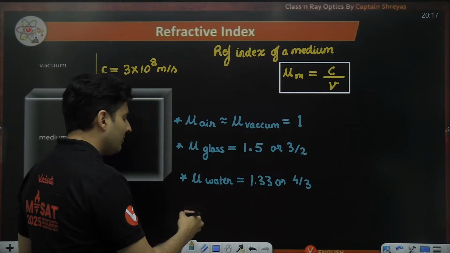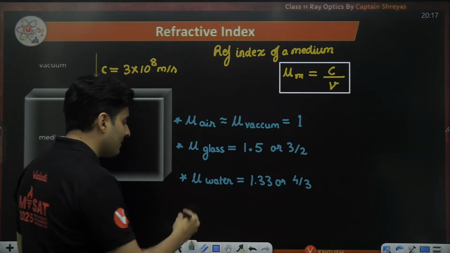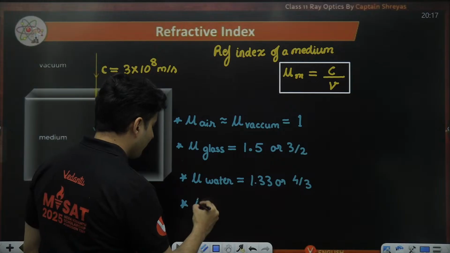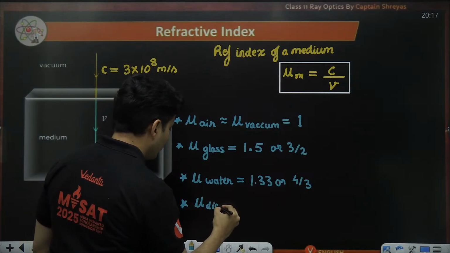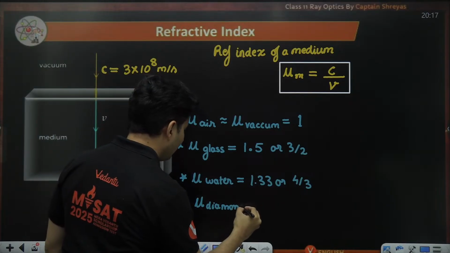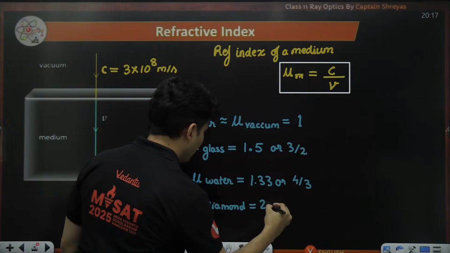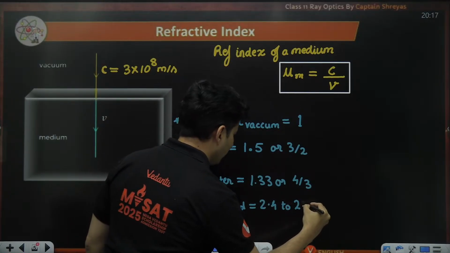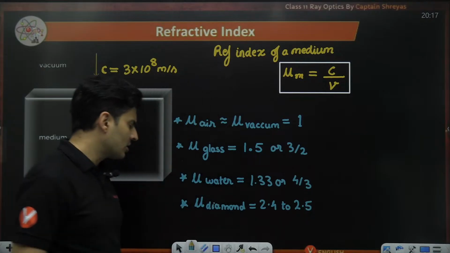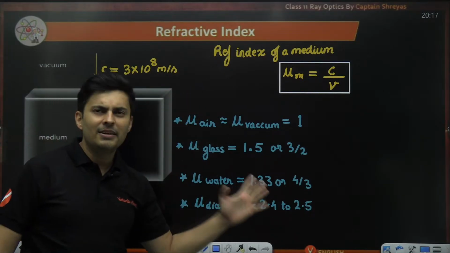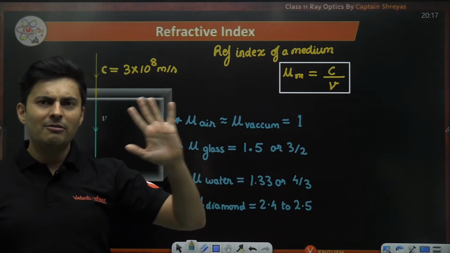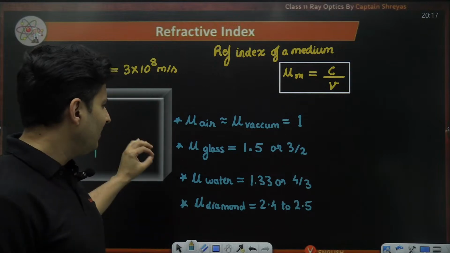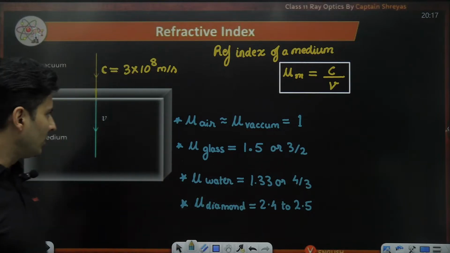Okay, the refractive index of diamond is very, very high. It is around 2.4 to 2.5, around that particular range. So these are the refractive indices of common materials which you should be well aware of. Not that they will exactly ask you, but it is better to know this.